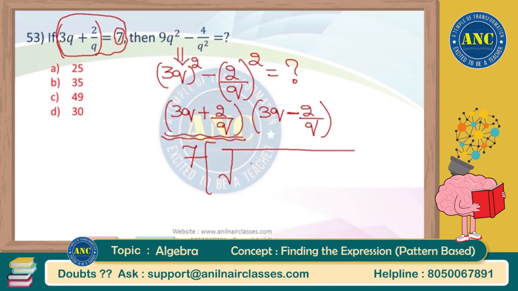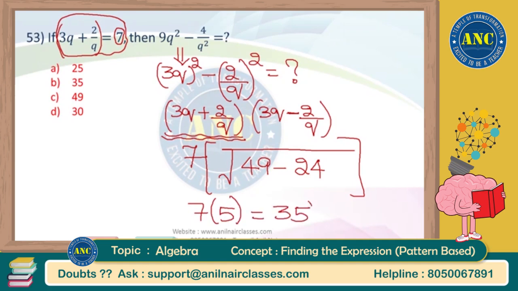The k value is 7. 7 square minus 4 into a value, which is 3. 4 into 3 is 12. The b value is 2. 12 into 2 is 24. That means square root of 49 minus 24, square root of 25, which is 5. 7 multiplied by 5. The answer for this question is how much? It is 35.